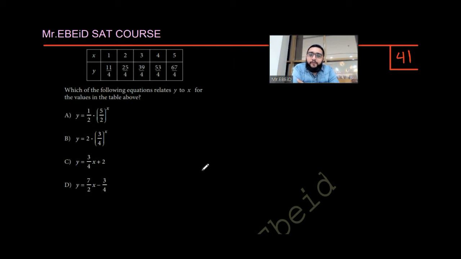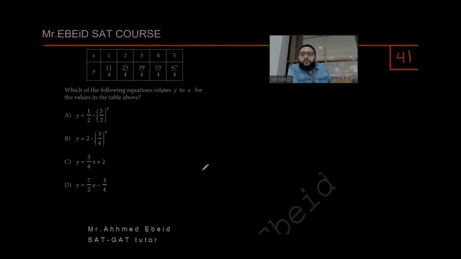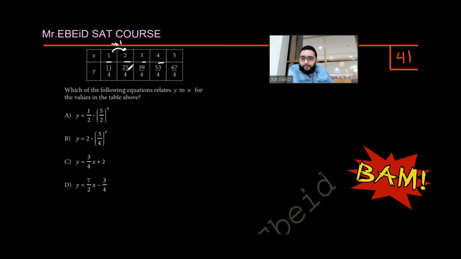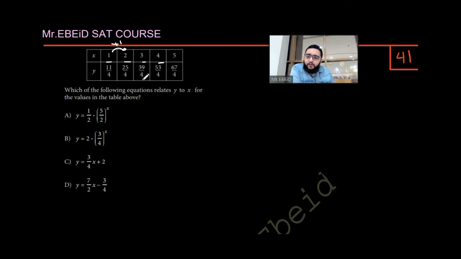Let's start with the first question, question 41. Which of the following equations relates y to x for the values in the table above? Check the table, we have x increasing by 1, so 1, 2, 3, 4. Also y increases. From 11 to 25 is an increase of 14, from 25 to 39 increased by 14, from 39 to 53 also increased by 14. So we have a linear function.